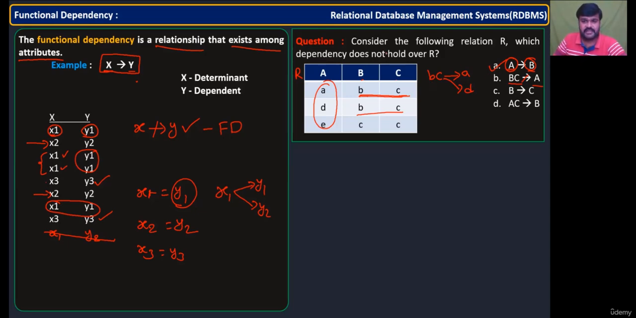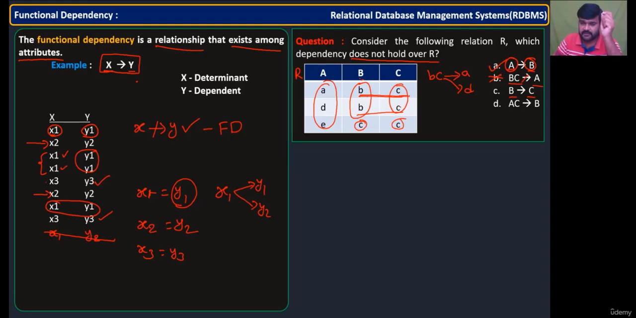So in that way, he is asking which dependency does not hold over R. Yes, this is not at all valid. Maybe the answer is B. Okay, let us check the others also. So B deriving C. Let us see. B two times are there here. Both times it is deriving the same value. Yes, valid. And C is there, of course, only one time. So you need not bother.